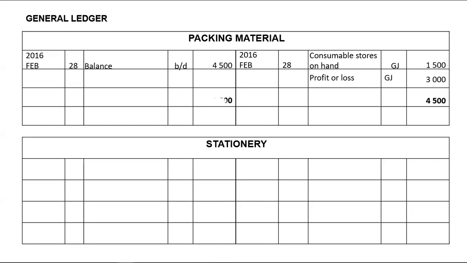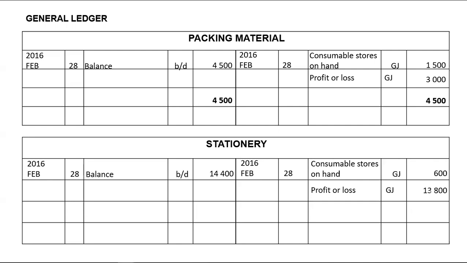And for stationery, our stationery in the trial balance has to be decreased by what was unused, which was 600. And our actual expense that will go to profit or loss will be that 14,400 minus 600, and that will give you 13,800. That is your actual expense.